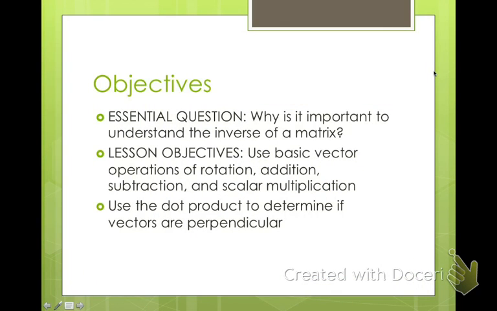Why is it important to understand the inverse of a matrix? We're going to use those inverses not only to solve systems of equations, but also for vectors. We're going to use basic vector operations of rotation, addition, subtraction, and scalar multiplication. We're going to use the dot product to determine if vectors are perpendicular.